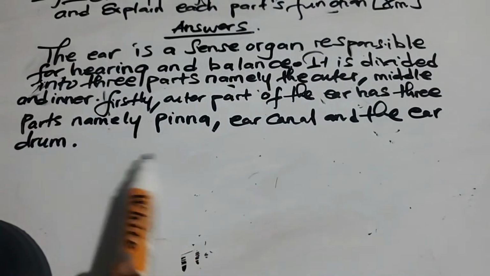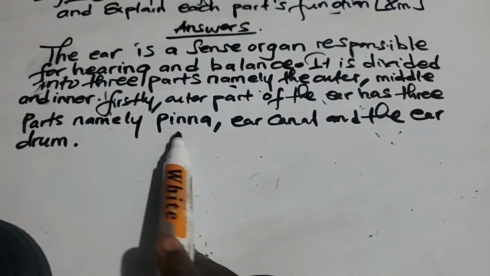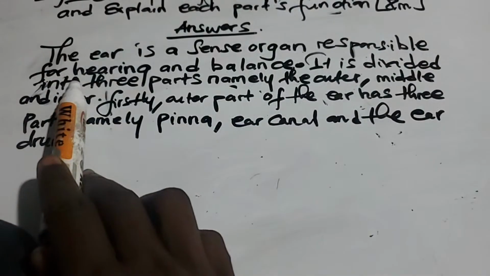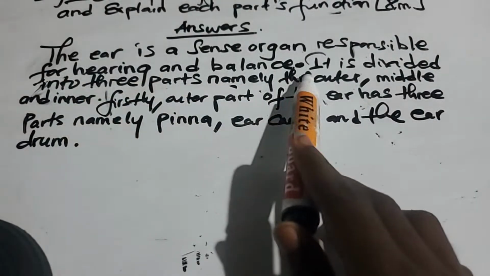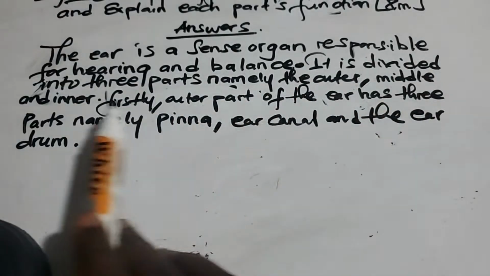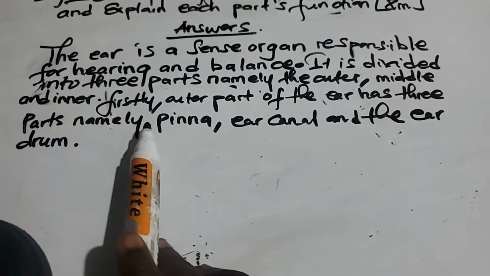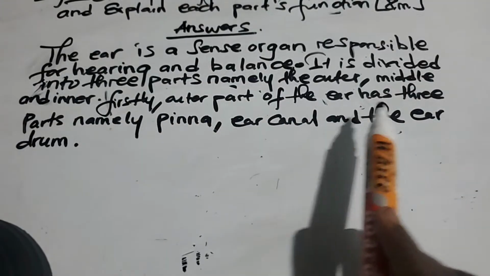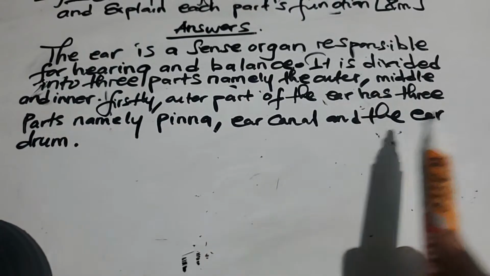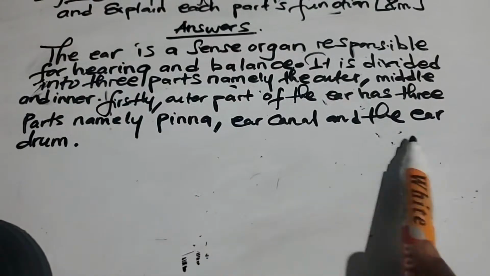Then after writing like this, what are you going to do exactly? You start explaining what each and every part does. So take note, we have written that the ear is a sense organ responsible for hearing and balancing. It is divided into three parts, namely the outer, middle, and inner. So firstly, the outer part of the ear has three parts, namely pinna, ear canal, and the eardrum. So now here we have said that the outer part consists of three parts.